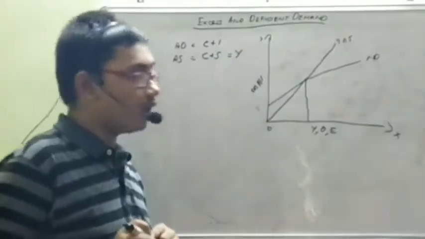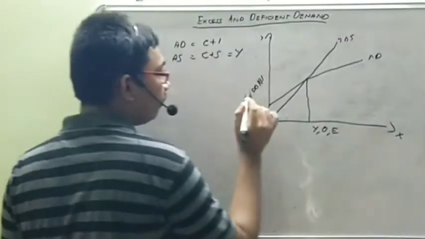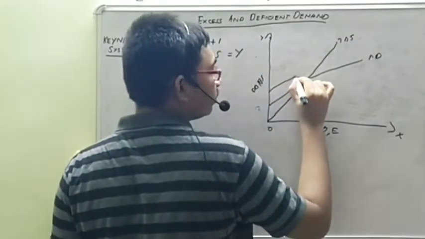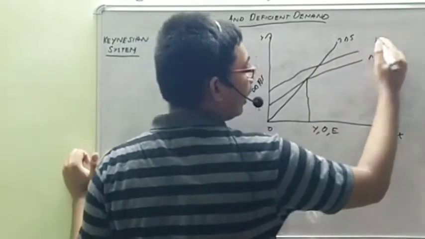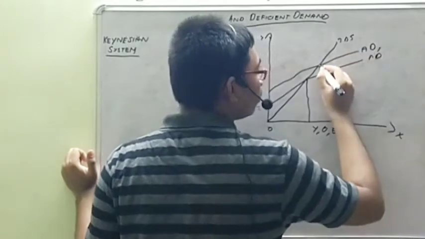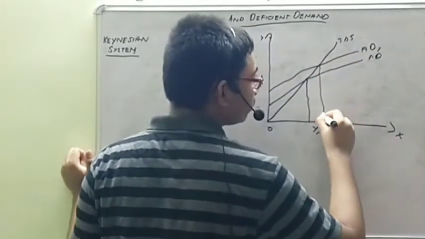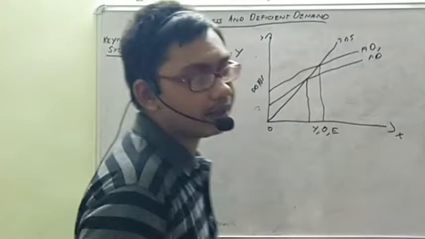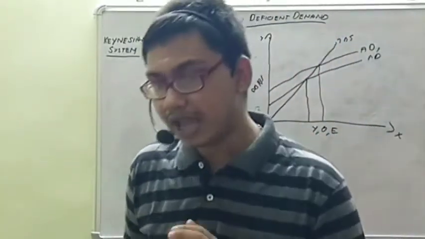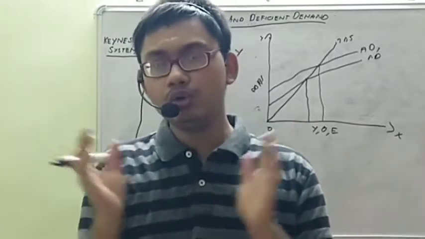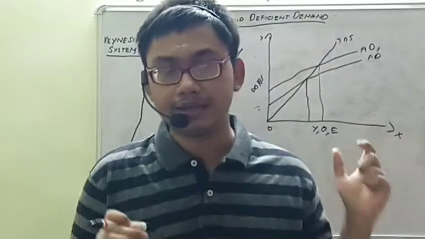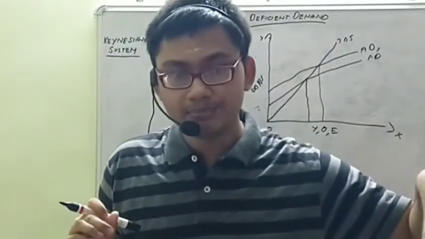But however, if AD is meeting AS at a point here, the income, output and employment are higher at this new equilibrium than at full employment equilibrium. Do you think we can attain over full employment equilibrium?